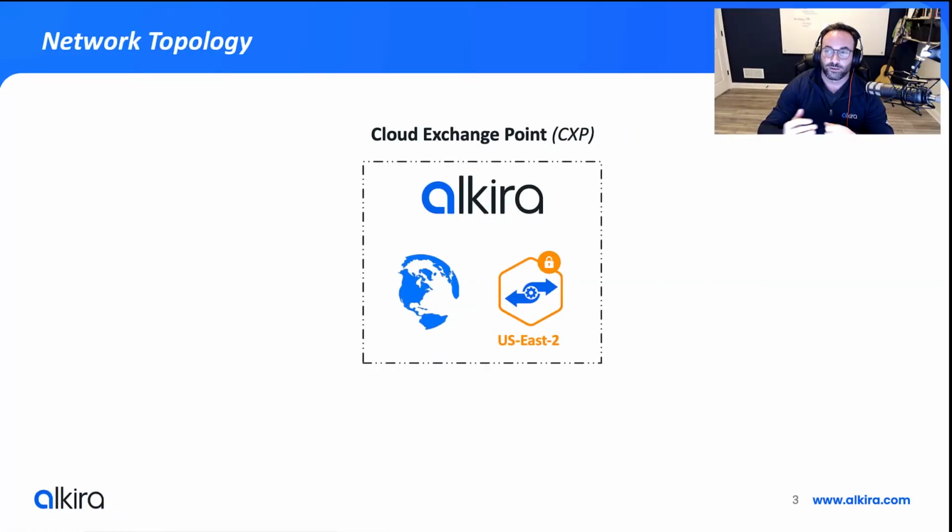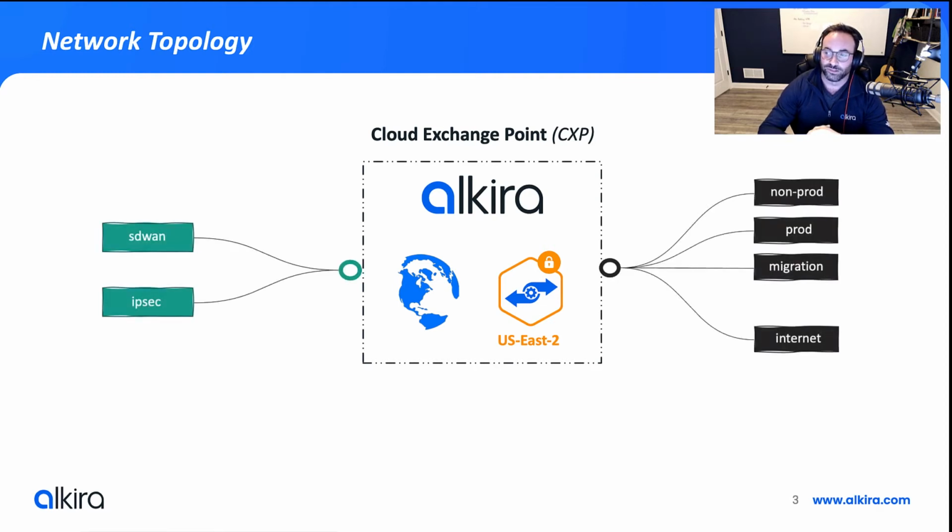Let's go through our network topology now so we can get a good visual of what we aim to deploy. So to start off, we will provision what we call a cloud exchange point, or CXP. And you can think of this like a virtual point of presence. And to meet the requirements in the previous slide, we're going to use Alkira groups, and these operate as the building block for microsegmentation in Alkira.